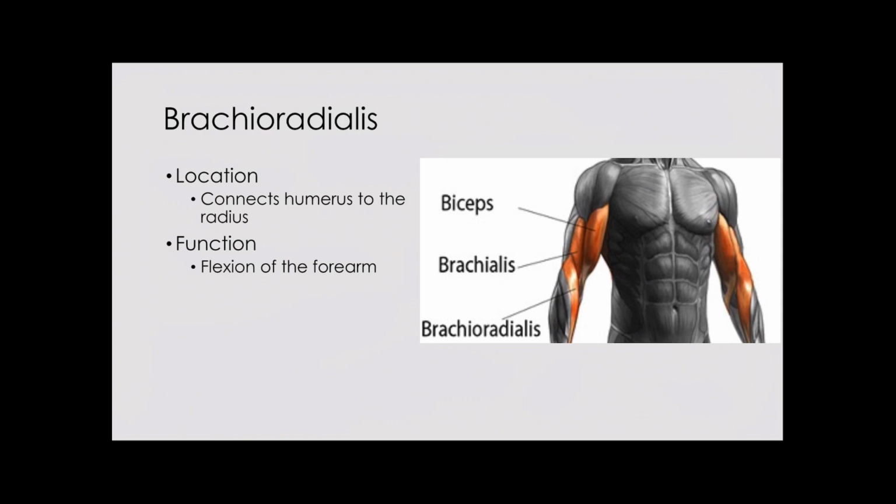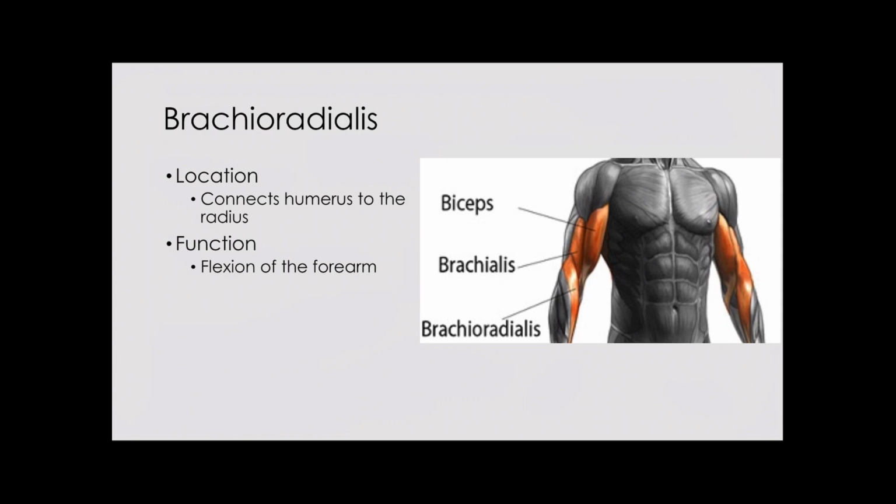Another one is brachioradialis. Can you guess what it's connecting to? It's connecting your humerus to your radius. This also helps with the flexion of your arm. So biceps brachii, which is just biceps, brachialis, and brachioradialis are all involved with the flexion of your forearm.